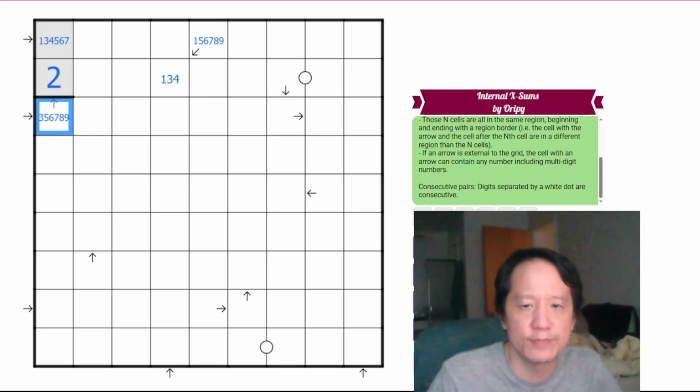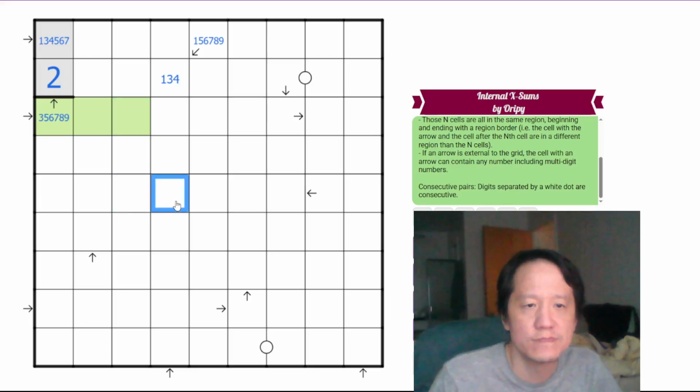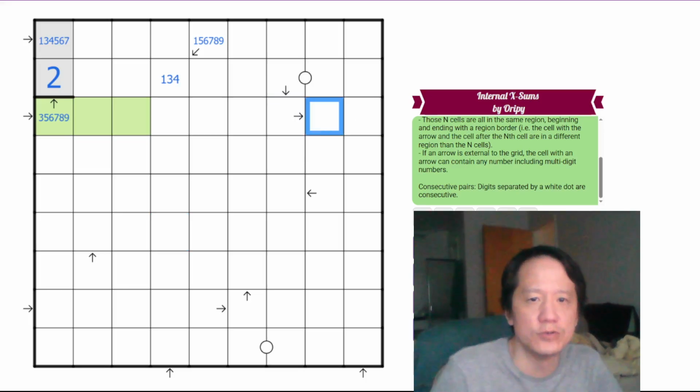So this is a separate region. It's green. It has to continue at least 3. So this is going that way. It technically could be all 9. That's fine too. This also has to be 2 here.